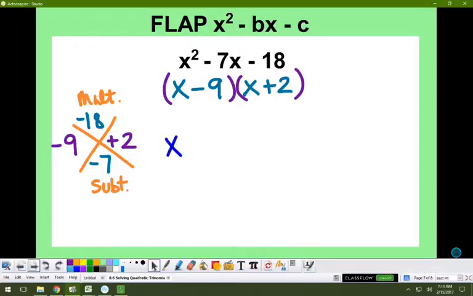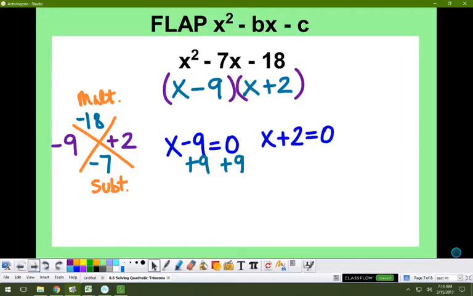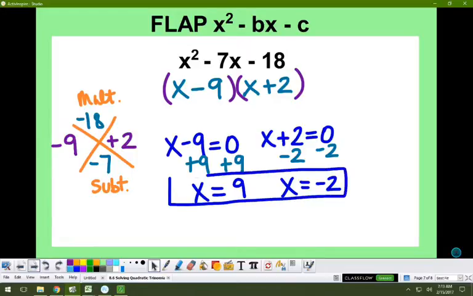If they ask me to solve, then I'm going to set those factors equal to 0 again. So x minus 9 equals 0, x plus 2 equals 0. So I'm going to add 9 to both sides. x will equal positive 9. For the other equation, I'm going to subtract 2, so x will equal a negative 2. So positive 9 and negative 2 are the solutions.